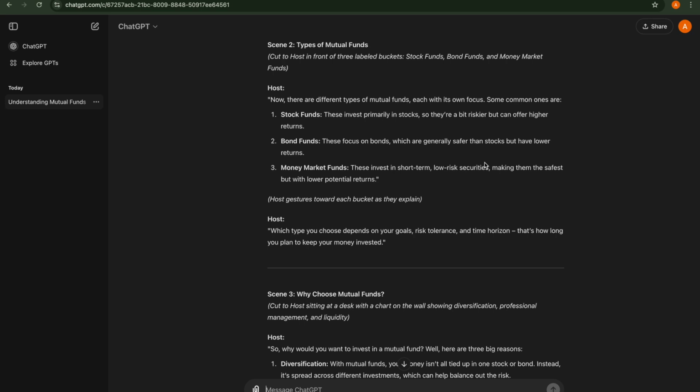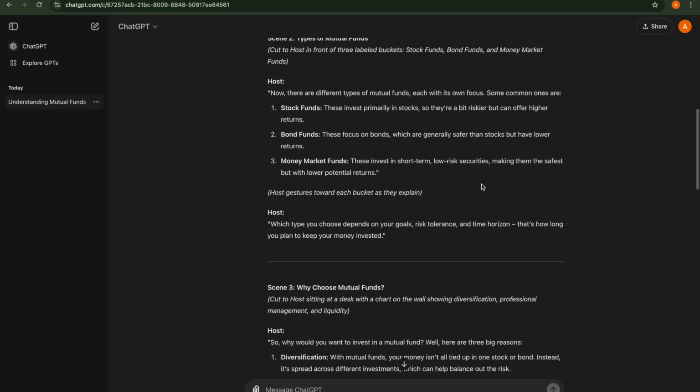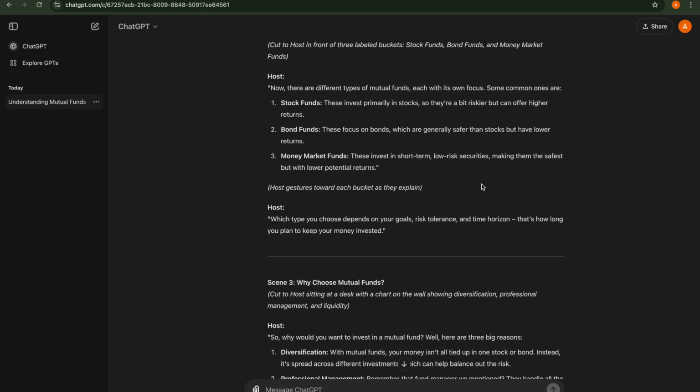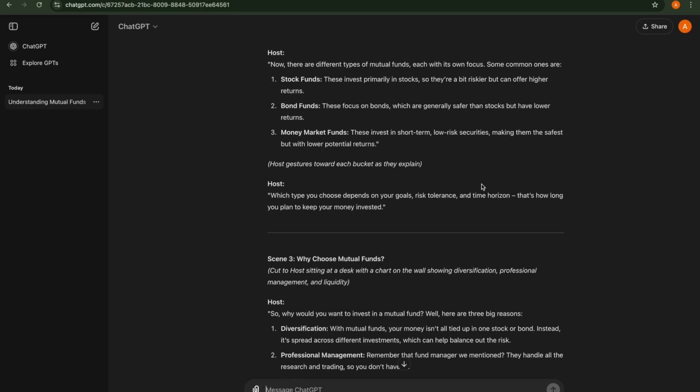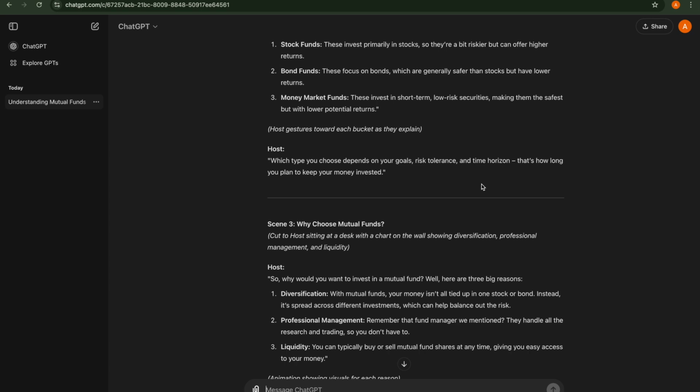Then comes the third form of investment, money market funds. These invest in short term, low risk securities, making them the safest but with lower potential returns. Right? The saying goes, the higher the risk, the higher the return. In stock markets, of course, the risk is higher, but you can also see potentially high returns. In bond funds, the risk is drastically lower, so the return is also potentially lower. And money market funds are also low risk securities, where you invest very little and get a very small return.